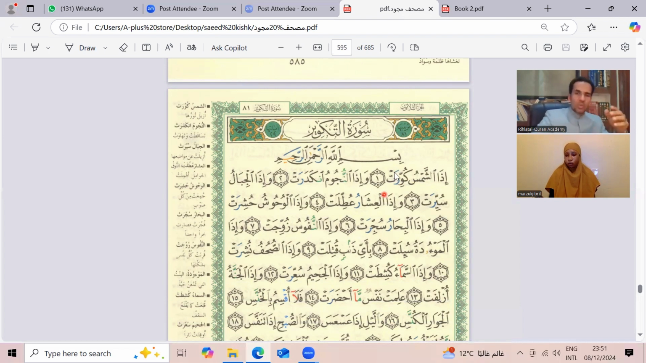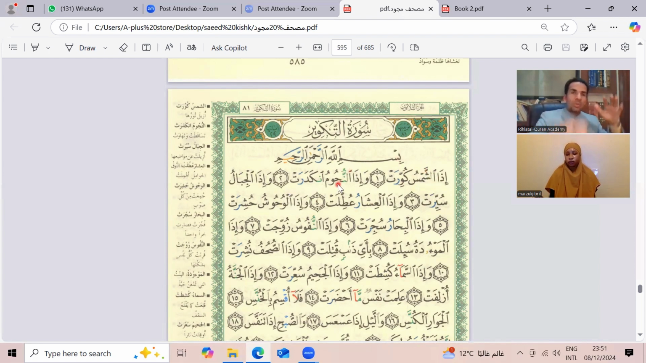What will happen to Ash-Shams? What does Ash-Shams mean first? Shams is the sun. What is Al-Nujum? The stars. What is Al-Jibal? The mountains. What is Al-Wuhush? The wild animals. What is Al-Bihar? The sea. Excellent, mashallah. So Ash-Shams will turn dark on the day of judgment.